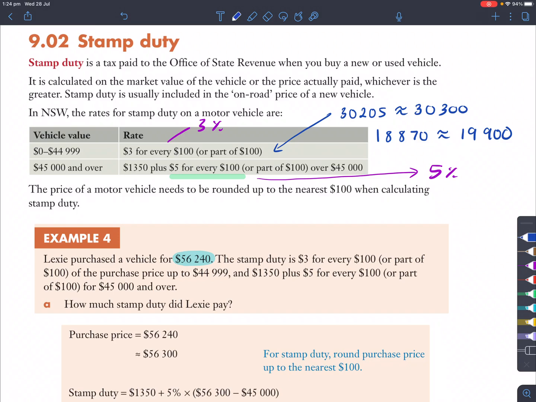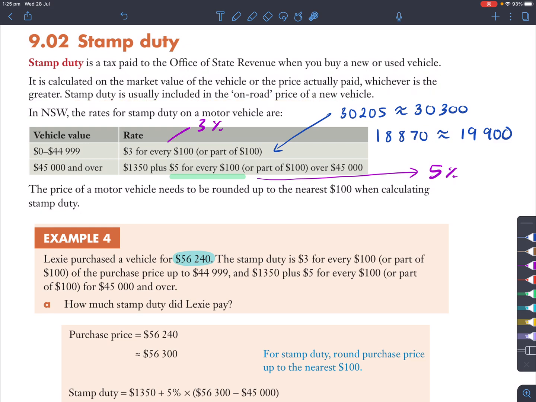In today's lesson, we'll be focusing on stamp duty. Stamp duty is a tax paid to the Office of State Revenue whenever you buy a new or used vehicle. It is calculated on the market value of the vehicle or the price actually paid, whichever is the greater. Stamp duty is usually included on the on-road price of a new vehicle.